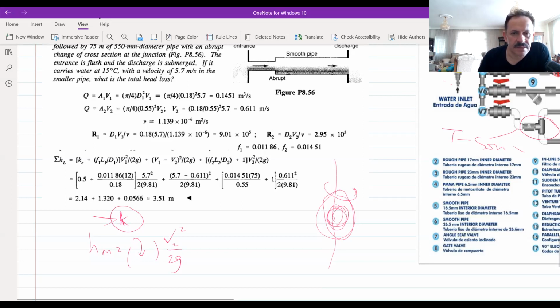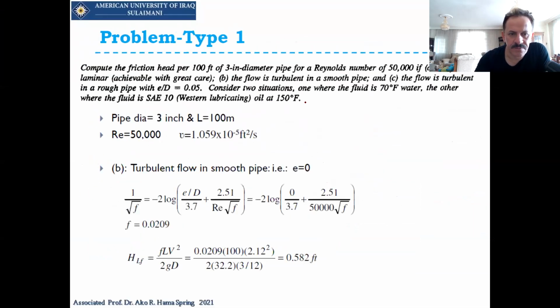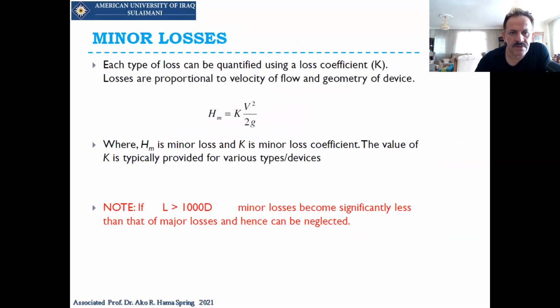Let's go back to the lectures. You can see here one of the types of head loss. So these are the minor head losses that we have.